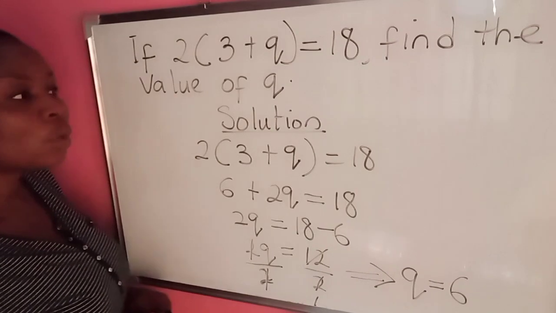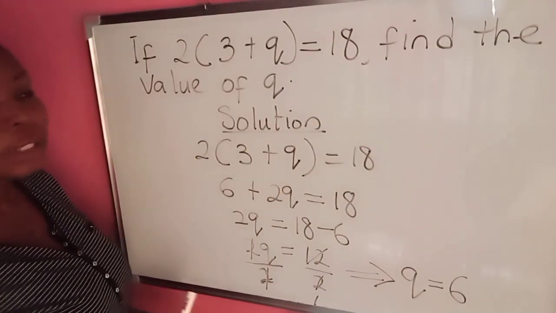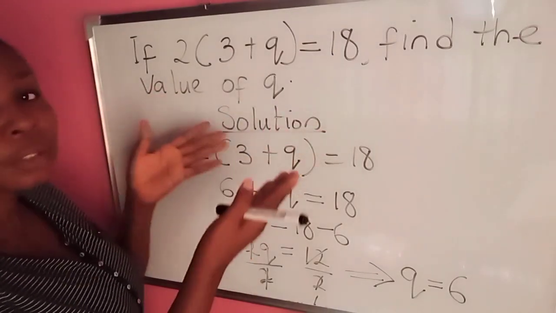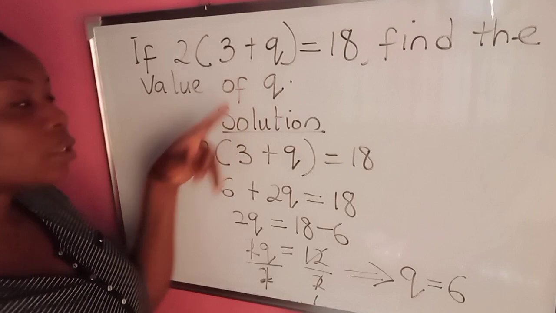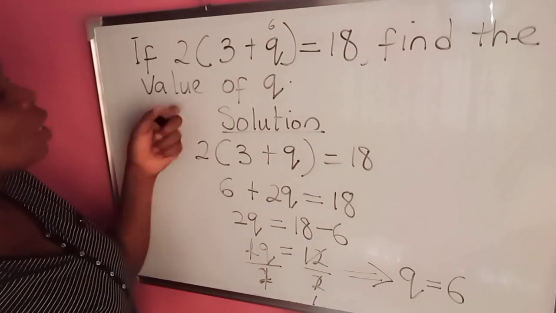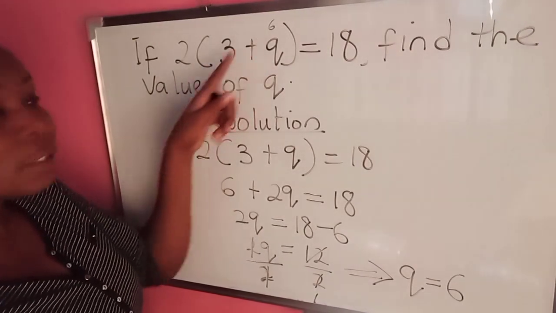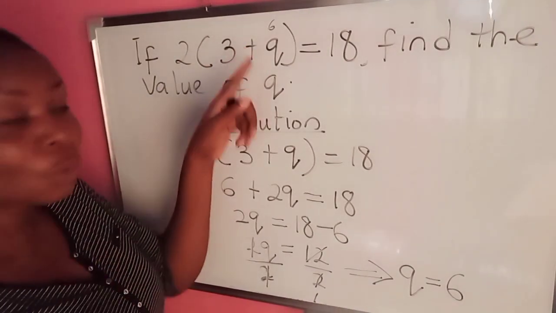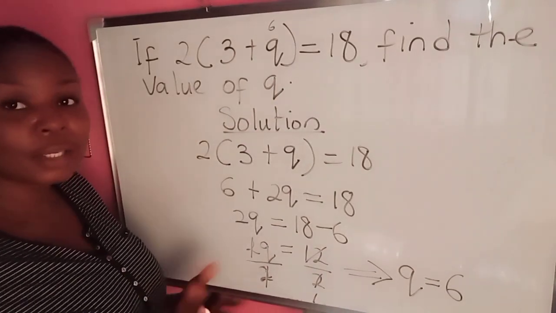The question says find the value of q. So the value of q is 6. Remember, an equation has to be balanced. So let's try putting 6 in place of q in the question. We're going to have everything in the bracket to be 3 plus 6. 3 plus 6 is 9. And 2 times that 9 you got will give you 18. That tells you that your answer is correct.